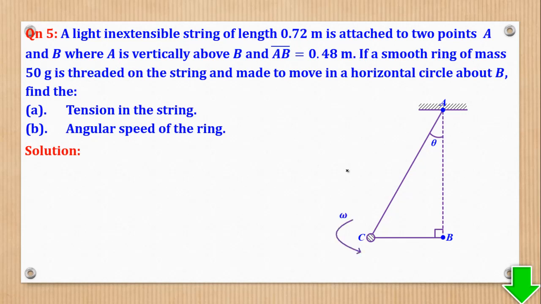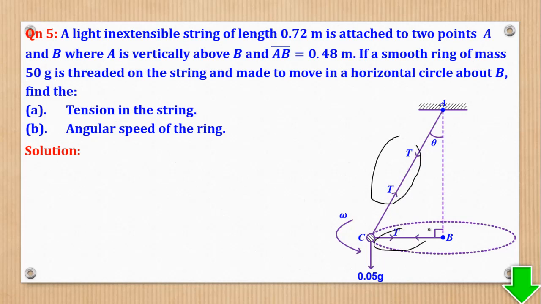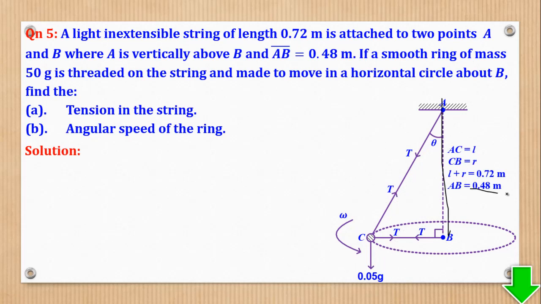The horizontal circle has angular velocity omega, which makes that horizontal circle. Then the weight is that, because this was in grams, we have to change to kilograms for you to use that. Then the tension is still the same string, so it will be the same tension here as here. So we know that AB is 0.48 and the whole of this length is this L plus r, which is 0.72.